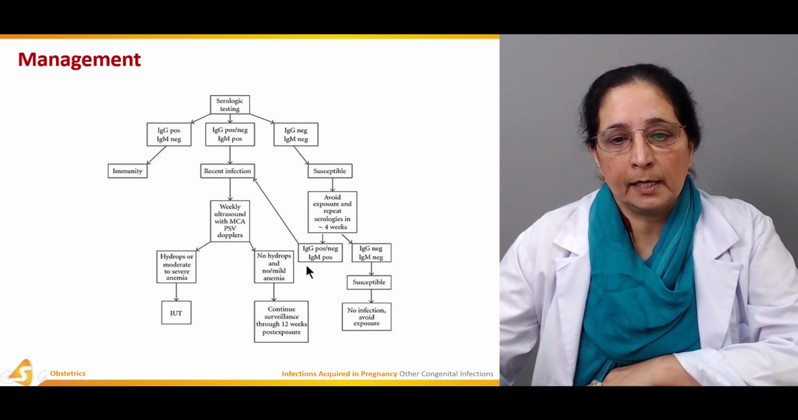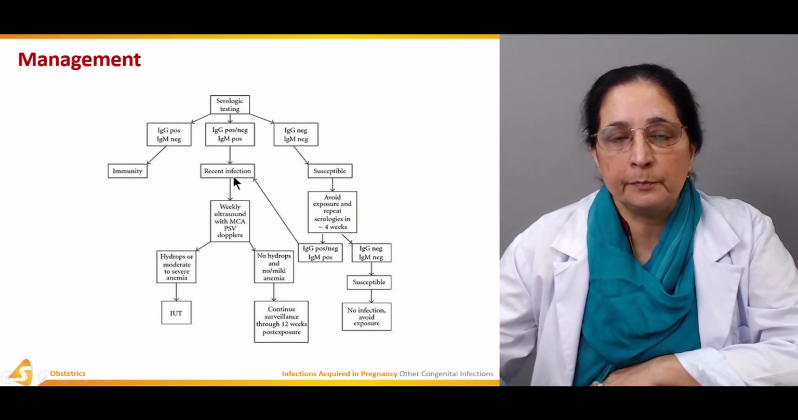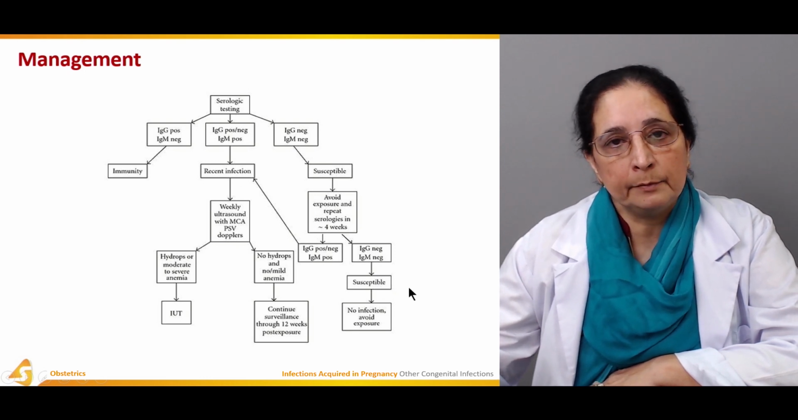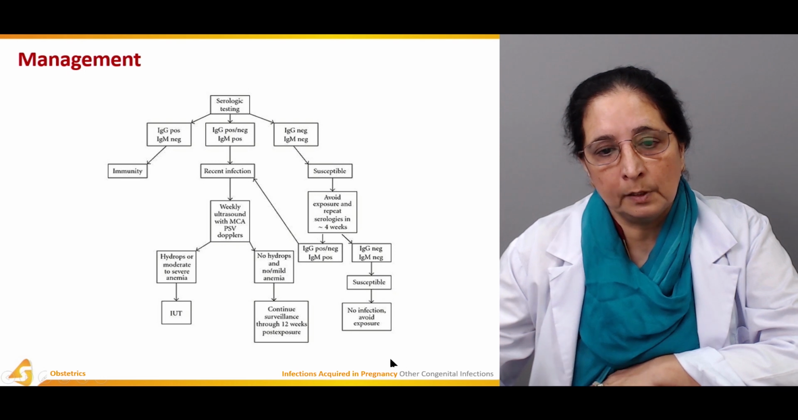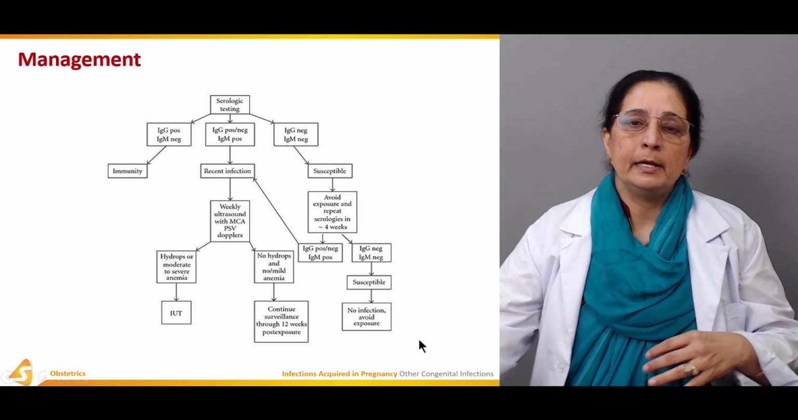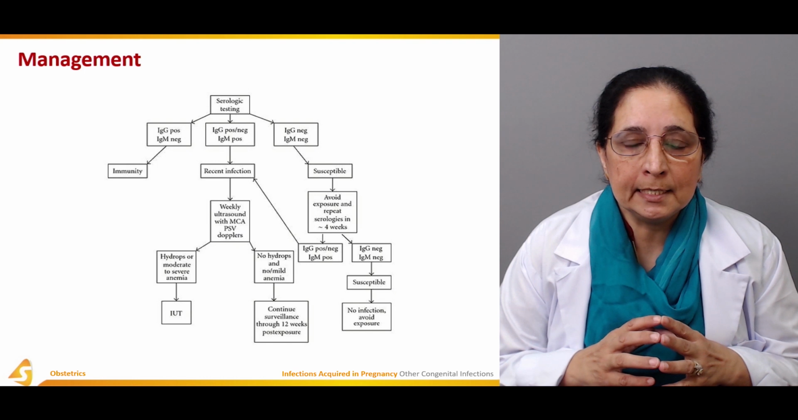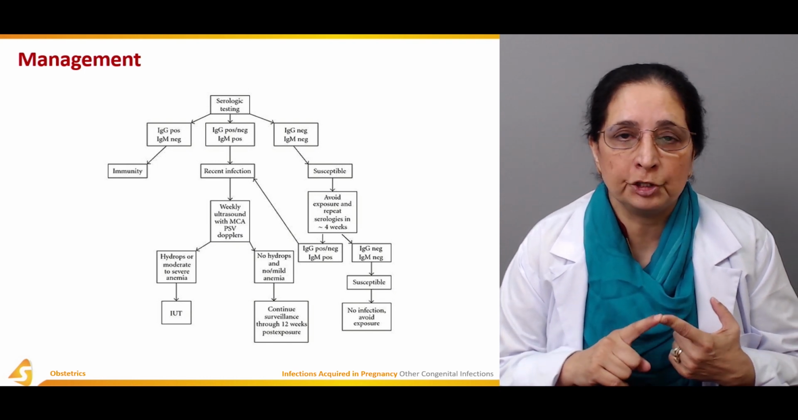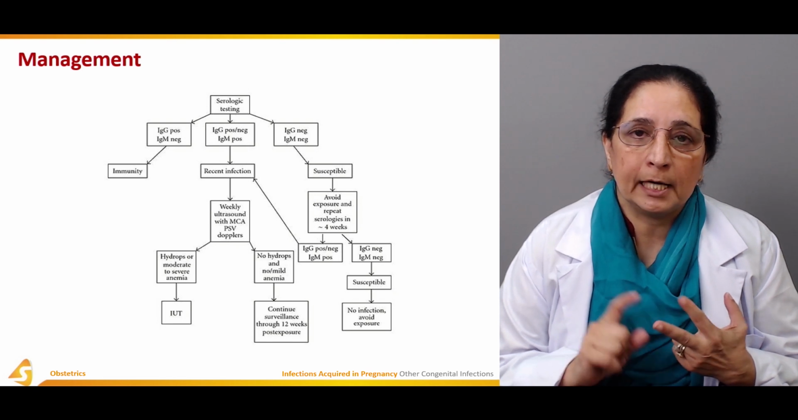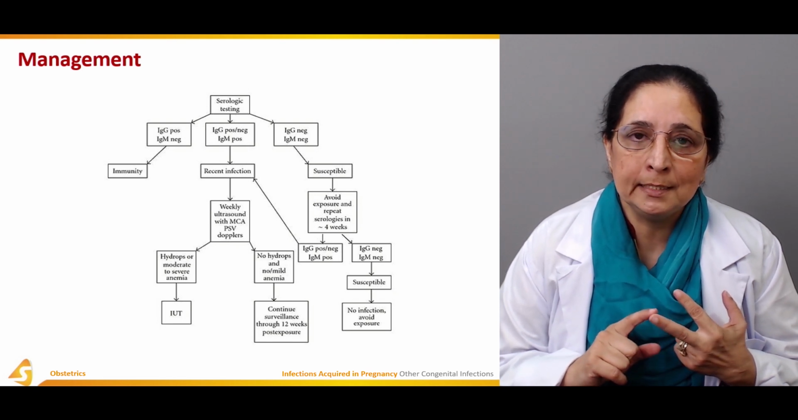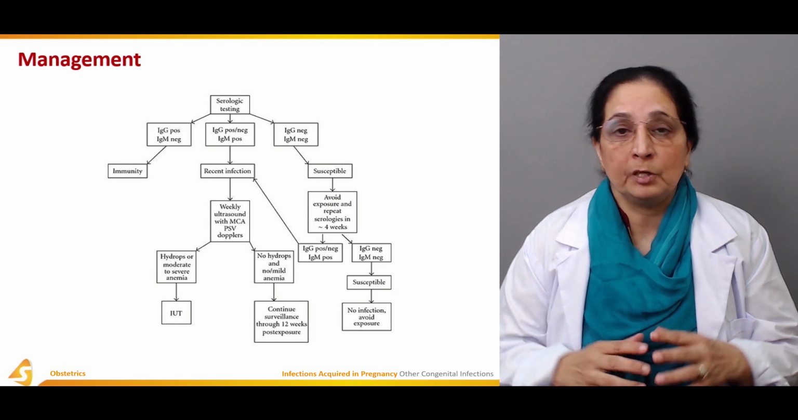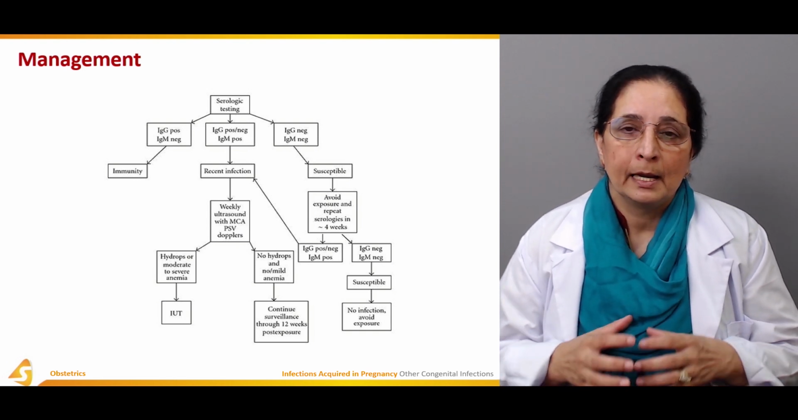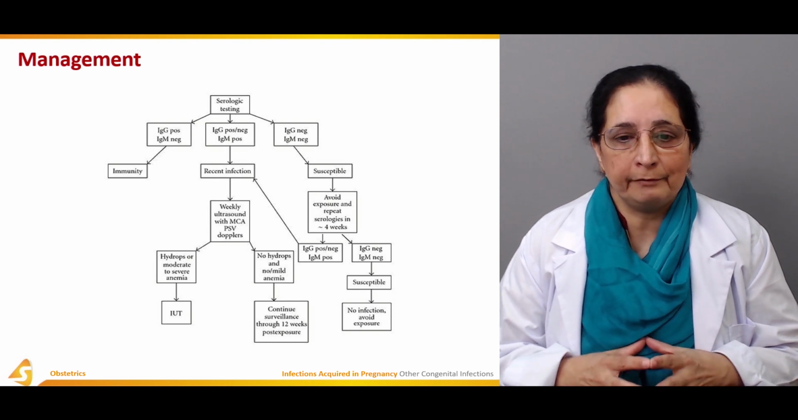IgG positive, IgM positive, then it means it's a recent infection. If both are negative, it means the person is susceptible. No infection, avoid exposure. So in case IgM is positive, it indicates recent infection. If both IgG and IgM are negative, it means there is no infection, but the patient has susceptibility to get infected. So exposure should be prevented.